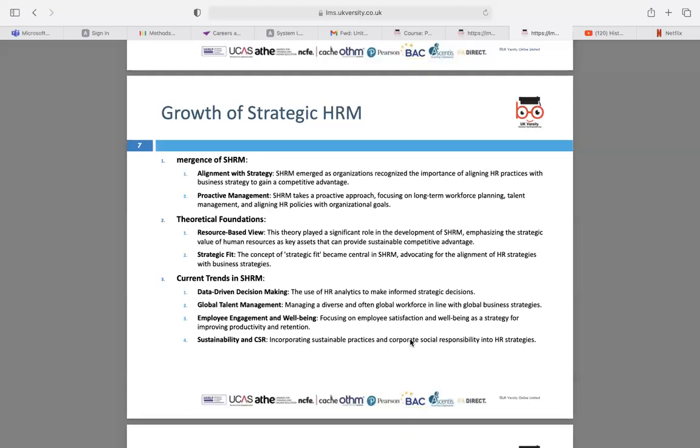Then talking about the current trends in strategic human resource management. We spoke about how data-driven decision making has started all across the world nowadays, so you're using HR analytics to make informed decisions. Now, HR analytics can vary from productivity. You can have a proper data set on the productivity of an associate, or how well they're doing when they're given a specific task to complete.